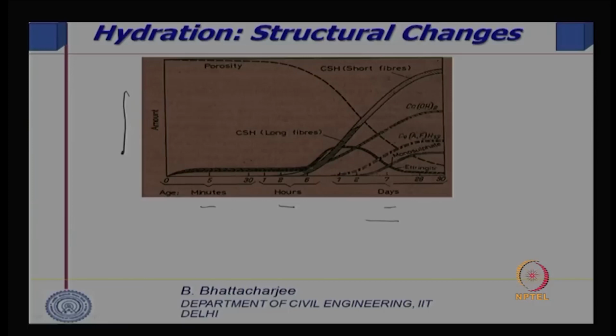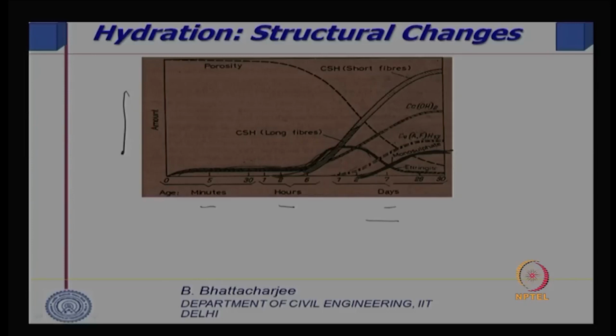For example, this product is ettringite. So, ettringite is the first one to be produced, but if you remember, I said that it is not very stable. So, after a certain period of time, it gets converted into monosulfate. So, this is the monosulfate. So, the first thing that is formed is ettringite.